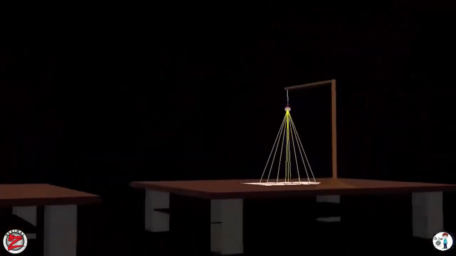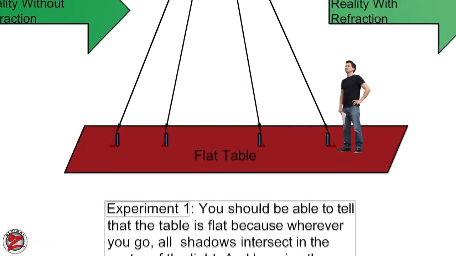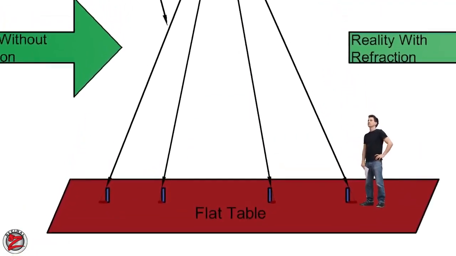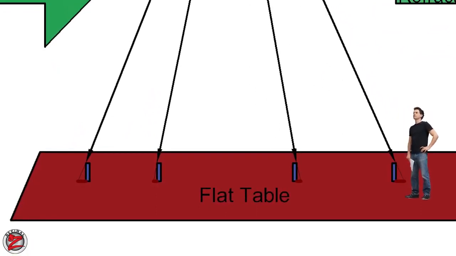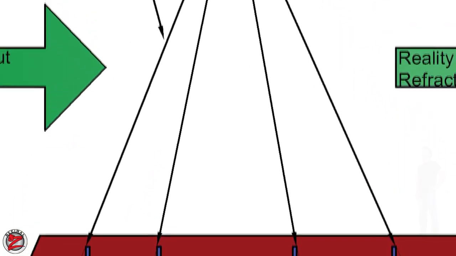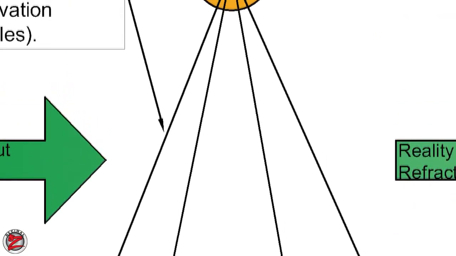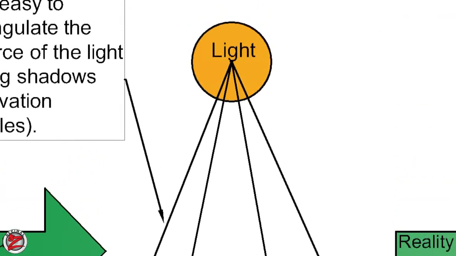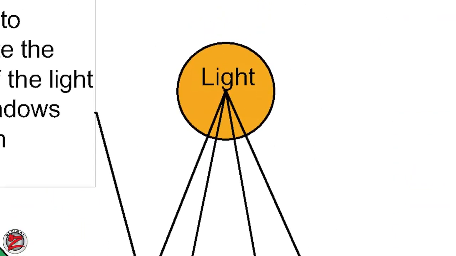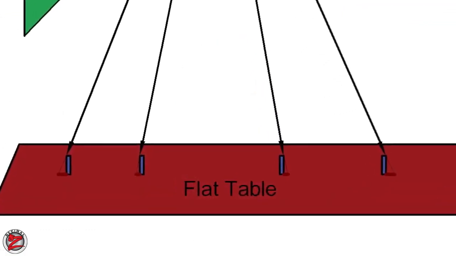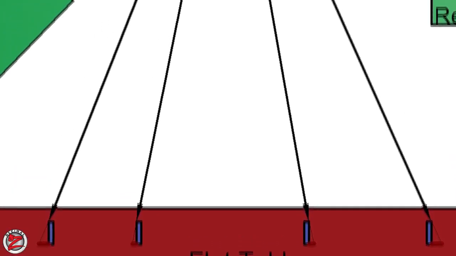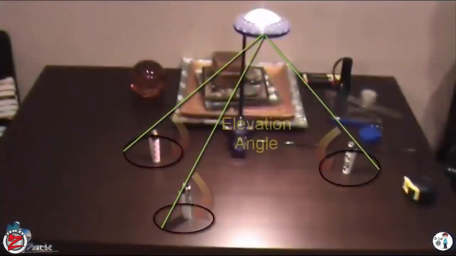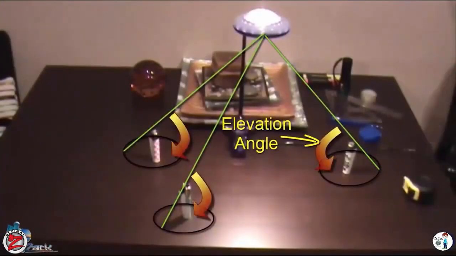Imagine that you are standing on a big flat table and they tell you that you have to know the shape of that table using the shadows or the elevation angles, but you have no idea how high the light is. You should be able to tell that the table is flat because wherever you go, all the shadows intersect in the center of the lights and you get the same distances. And knowing the elevation angles and the distances between objects can help you know how far away the light is. It is that easy because in this case there is no refraction that affects the light rays.